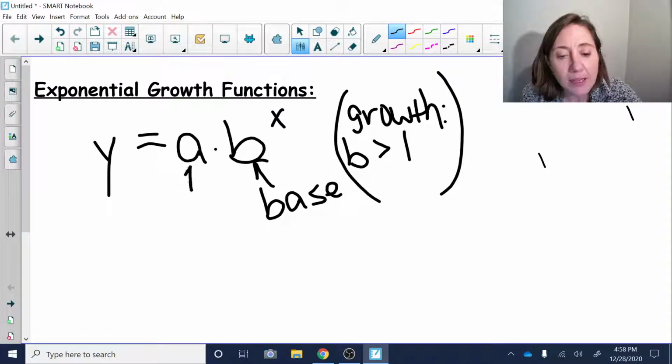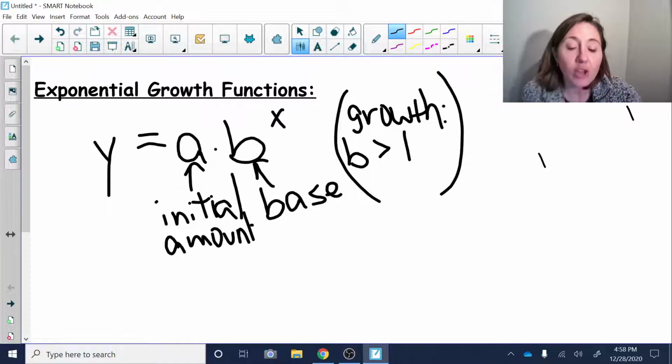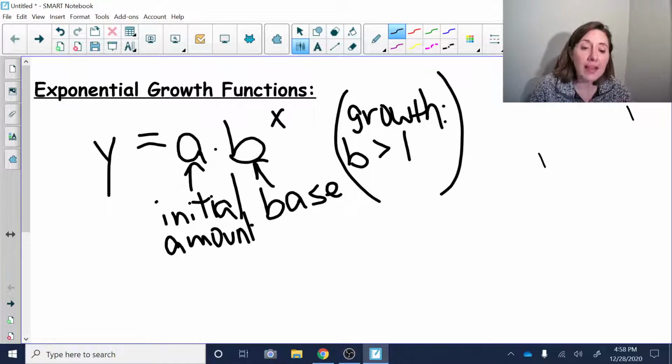Now a here is going to stand for the initial amount. Remember, the word initial is the beginning amount because, think about your initials are at the beginning of your name. So the initial amount, how much you start with, that's going to be your a value. Okay, and again, that's going to be something that you get told in the problem most of the time.